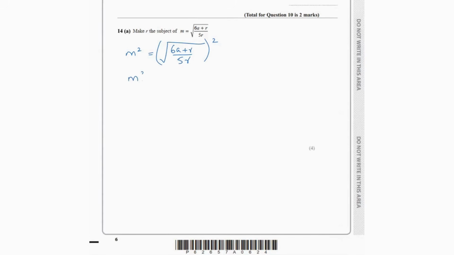So m square equals to the square root squared. When you square a square root, it gets cancelled out. So that just leaves us with 6a plus r over 5r.